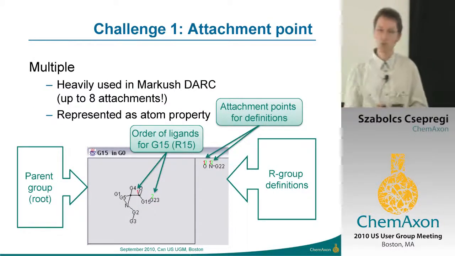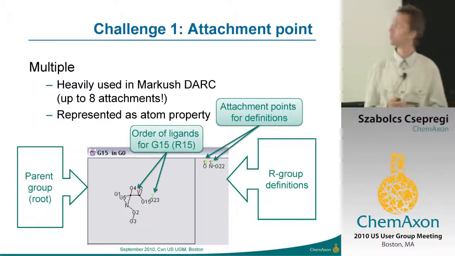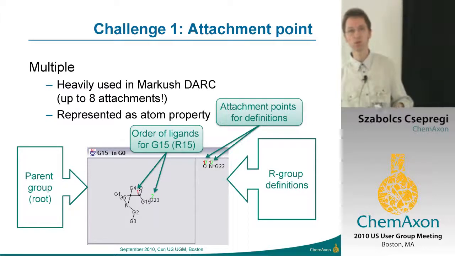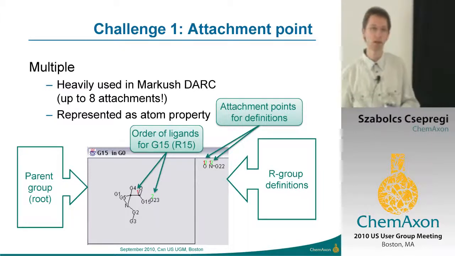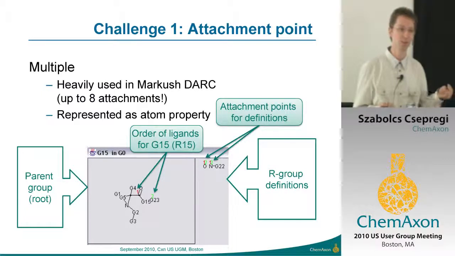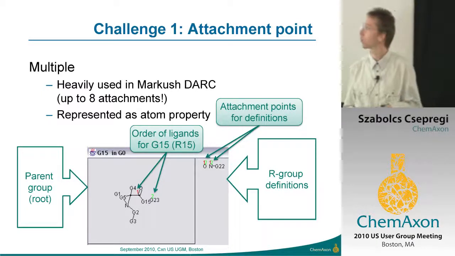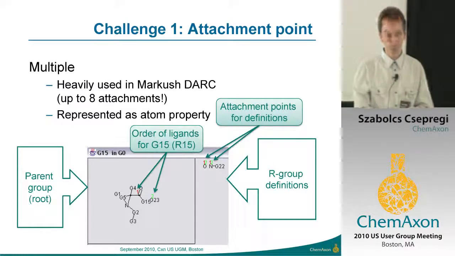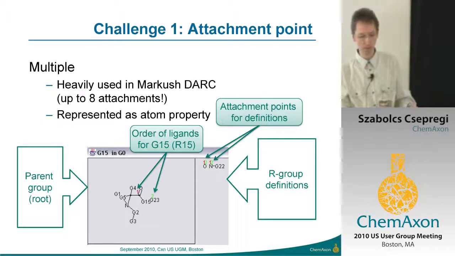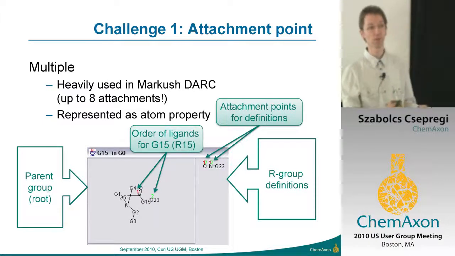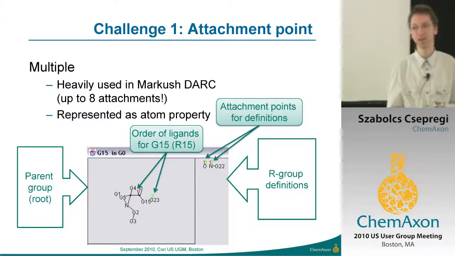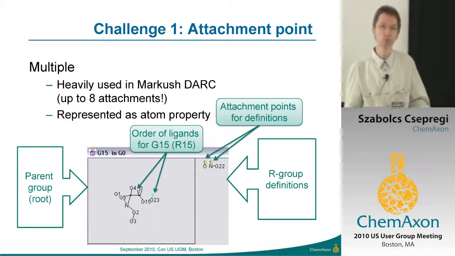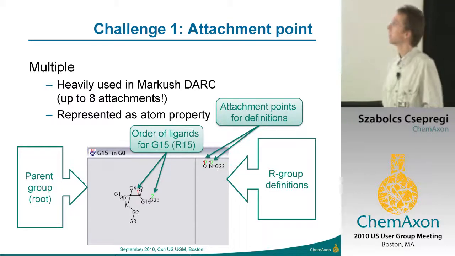Okay. The first challenge was the attachment points. The Markush DARC format makes heavy use of attachment points. Up to 8 attachment points could be used for an R group. Now, our structure representation was somehow related to the MDL file format, which had a limitation of 2 attachment points to R groups. So that itself was one limitation that we had to address.